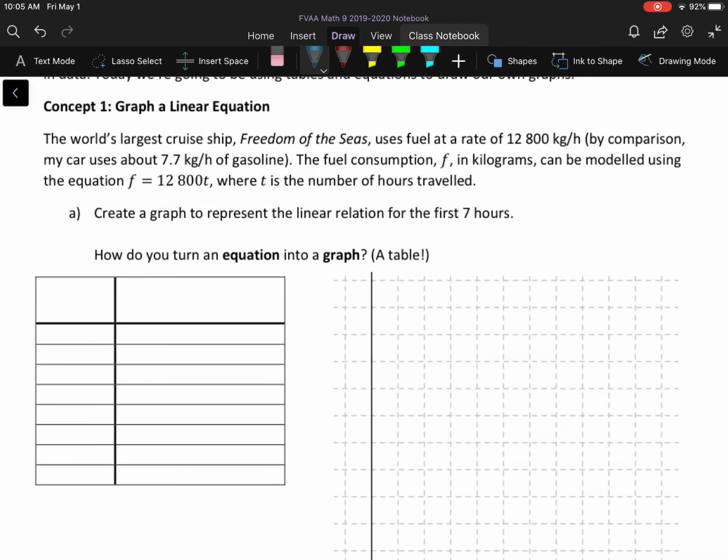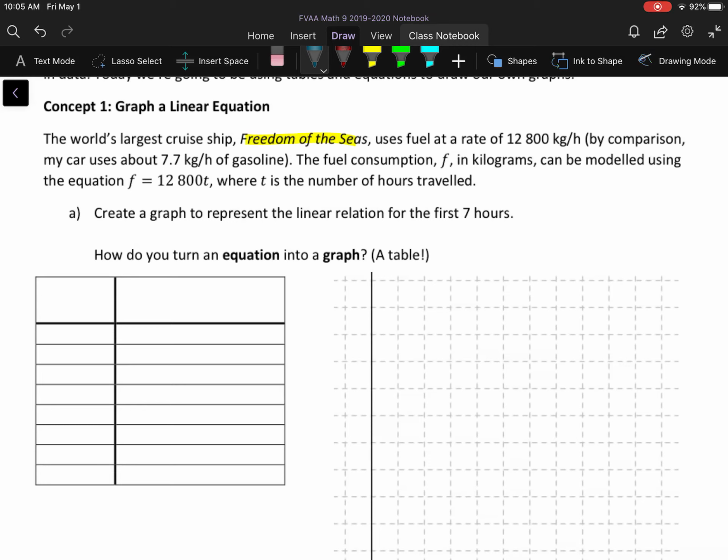For the first concept here, we're going to have this example question. The world's largest cruise ship, Freedom of the Sea, uses fuel at a rate of 12,800 kilograms per hour. By comparison, your car takes about 7.7 kilograms per hour of gasoline. So it is not what we would call in the industry fuel efficient.